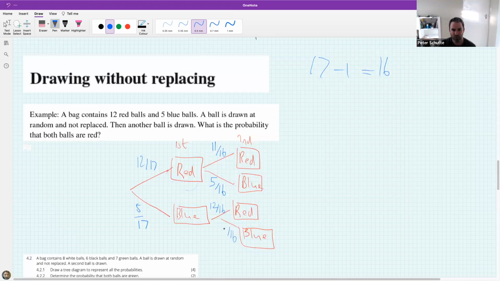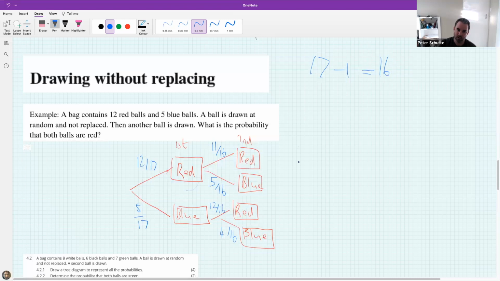But you chose blue the first round, so what's left of my choices? Well, there were 5, but you took one out. So this is 4 out of 16. And this is called drawing without replacing. And the first and second throws are not independent. They depend on each other.